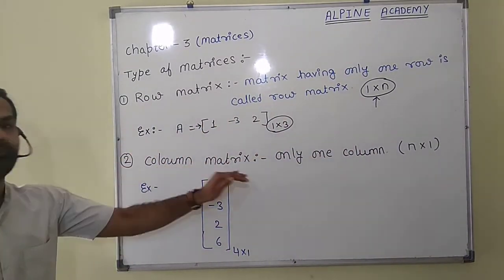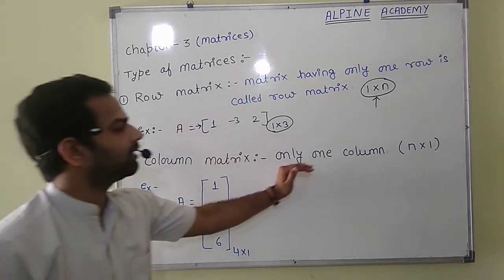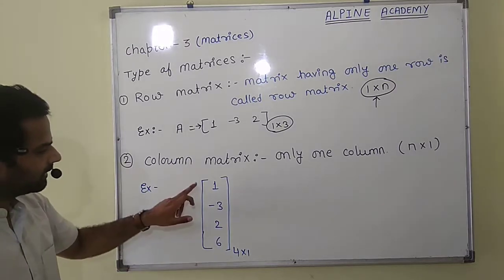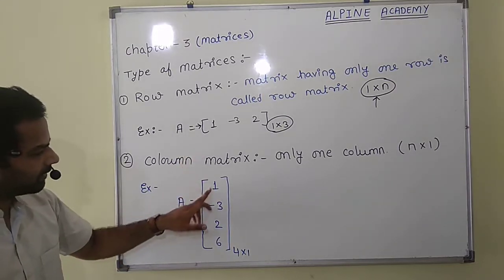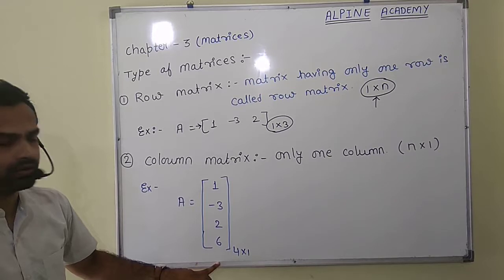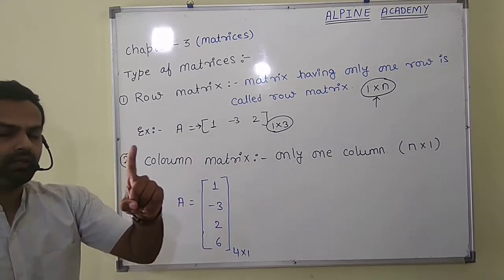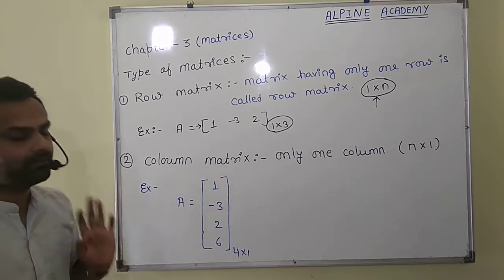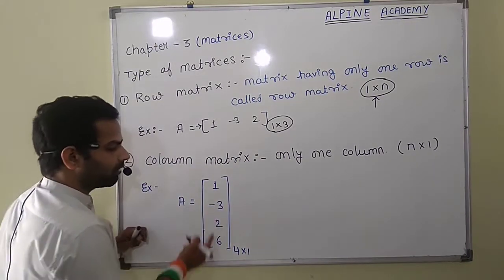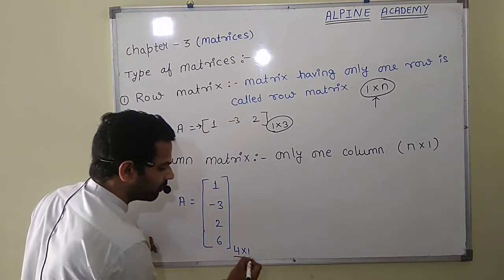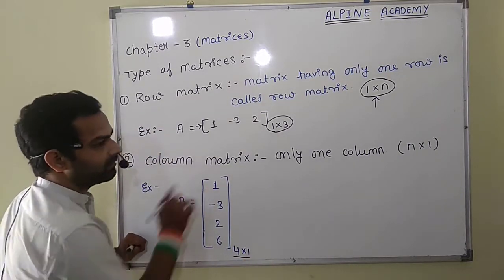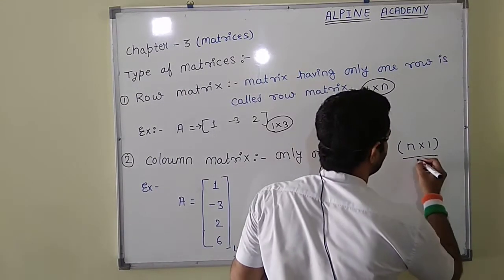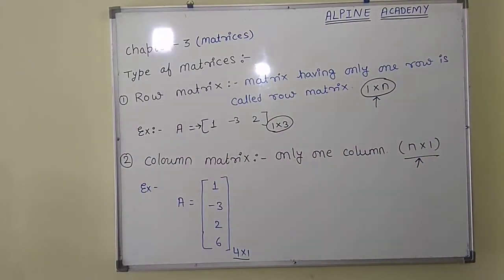Similarly, the column matrix. A column matrix contains only one column, with no restriction on the number of rows. In this example, you can see that there are 4 rows but only 1 column. If the number of columns is only 1, we say this is a column matrix. The order of this matrix becomes 4 cross 1: 4 rows and 1 column. The general form of order is n cross 1.